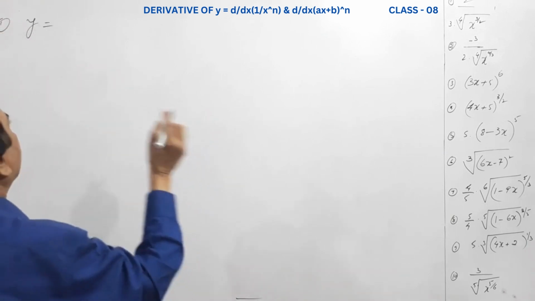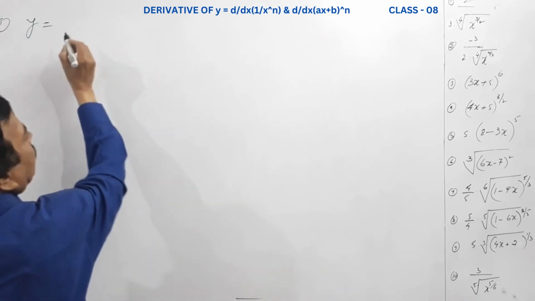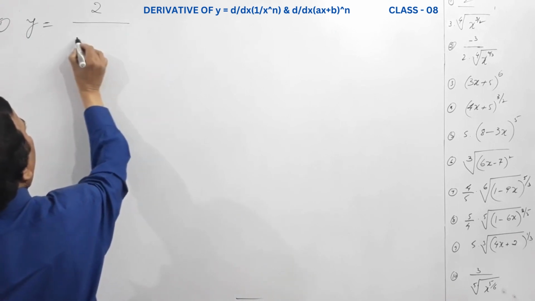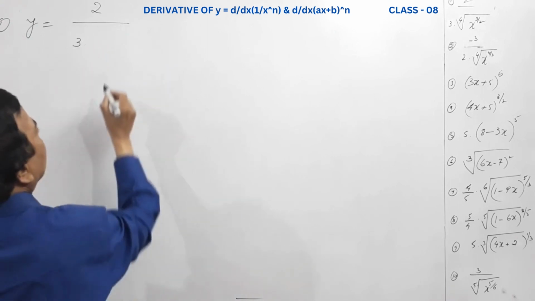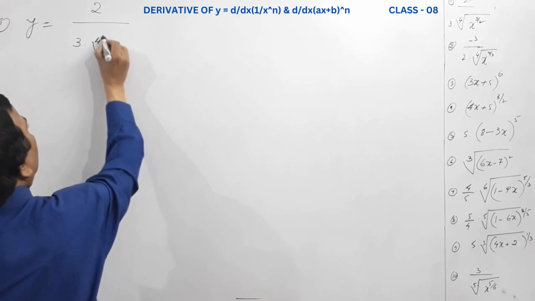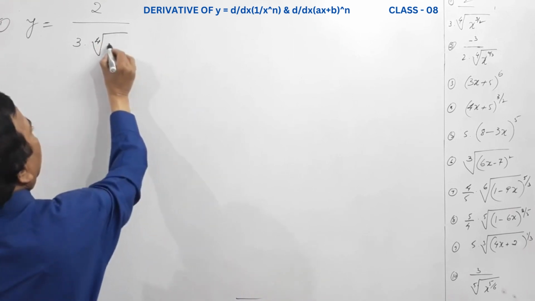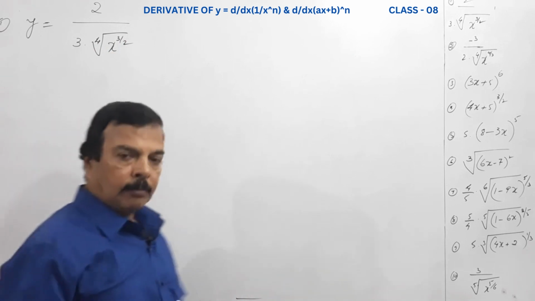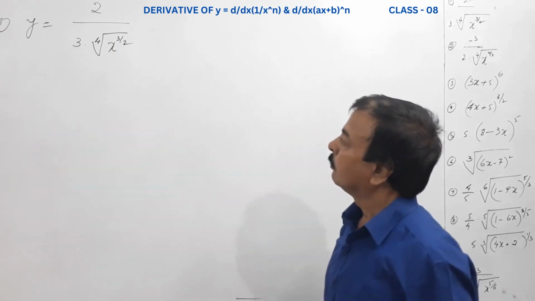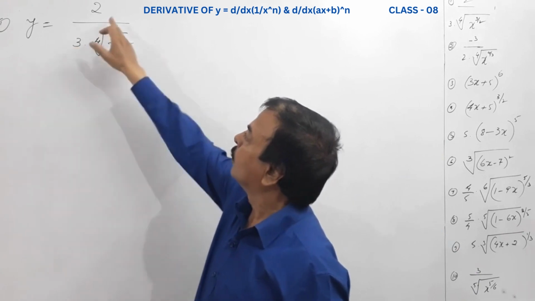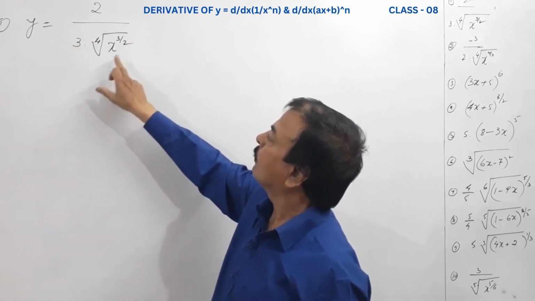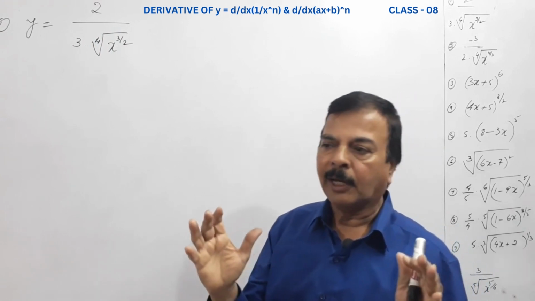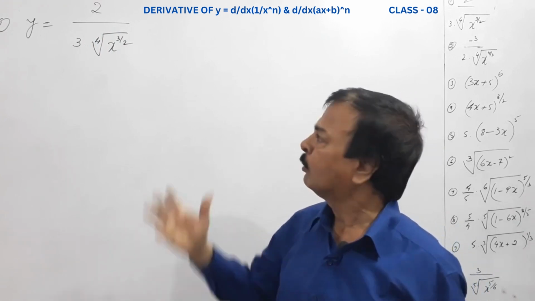So we take example 1. y equals 2 by 3 into the fourth root of x to the power of 3 by 2. Please see this problem. We have been given y equals 2 by 3 fourth root of x to the power of 3 by 2. This problem looks a little bit different, and you might think how to solve this.